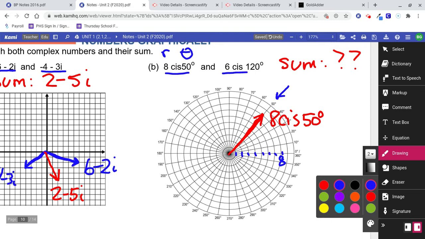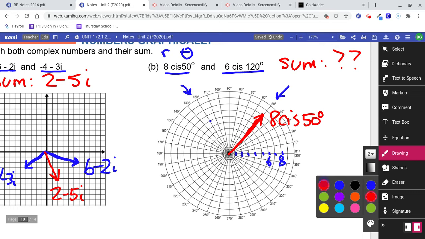We look at the other one. It says 6 cis 120. So a radius of 6 would be this circle right there, and 120 is over here. You follow that circle around, radius of 6, to where it would intersect with 120. Is that 6? 1, 2, 3, 4, 5, 6.